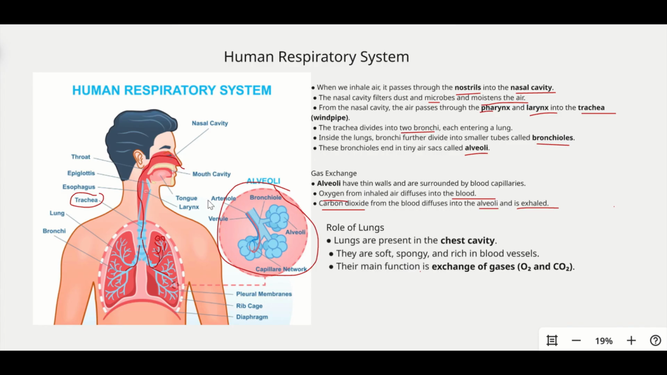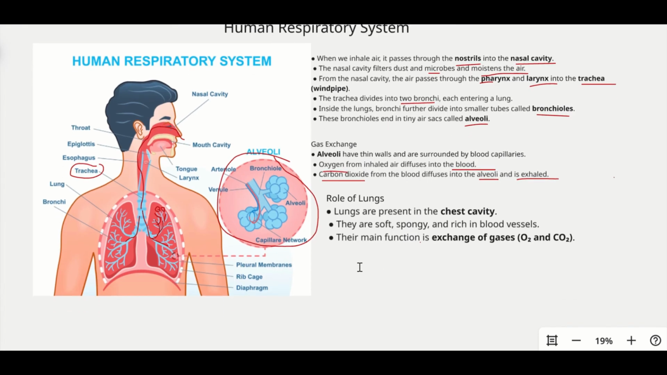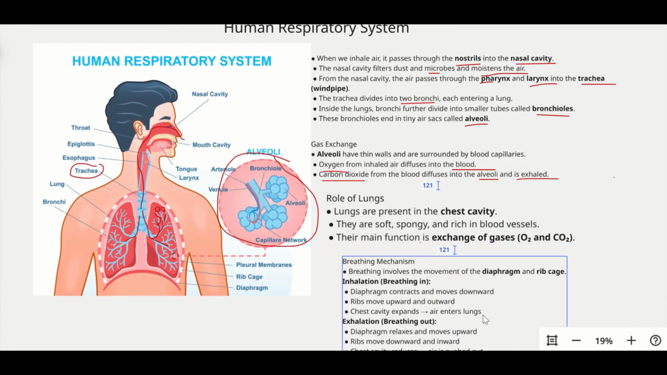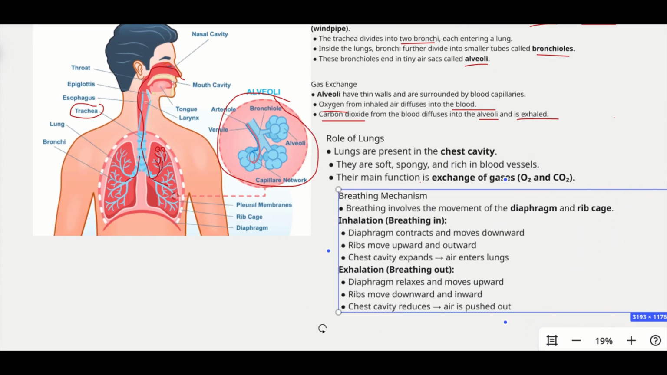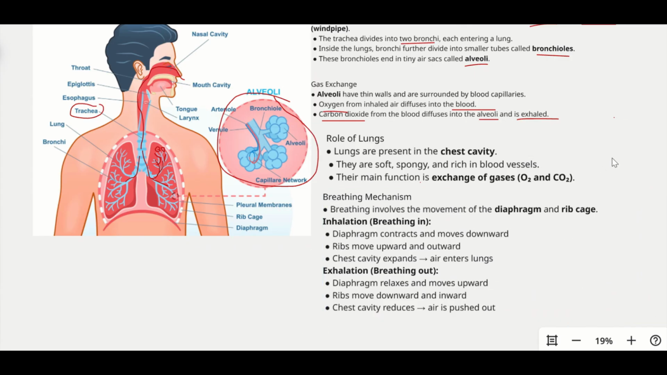And what if you are exhaling? The diaphragm will relax and move upward. Okay. And what about ribs? They will move downward and inward. Also, the chest cavity reduces and air is pushed up. Okay, air will be pushed up. So this is what we call the breathing mechanism. Clear? So this is what we have to learn about the breathing.